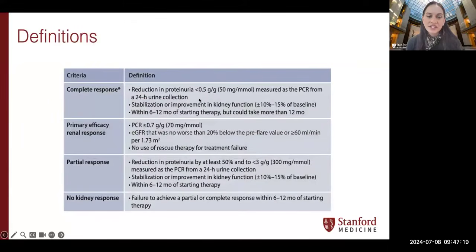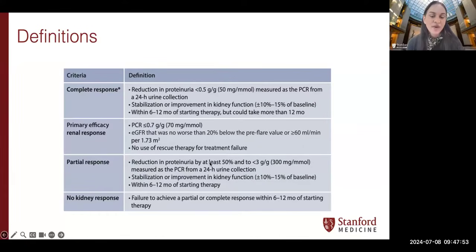Some definitions: in a study, you want to have clear definitions of the patients that you're involving and the definitions of who has a complete response. In general, the definition of a complete response is reduction in proteinuria to less than 0.5, with stabilization or improvement in kidney function, within 6 to 12 months, but we would like it to be within the first 3 months. There's primary efficacy renal response, with proteinuria less than 0.7 and GFR not worse than 20%, and not needing any rescue therapy.